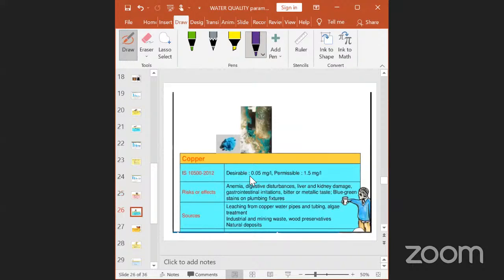Copper: the desirable limit is 0.05 and 1.5 is the permissible limit. Effects are anemia, digestive disturbances, liver and kidney damage, etc. Sources are leaching from copper water pipes and tubing, algae treatment, and some natural deposits.